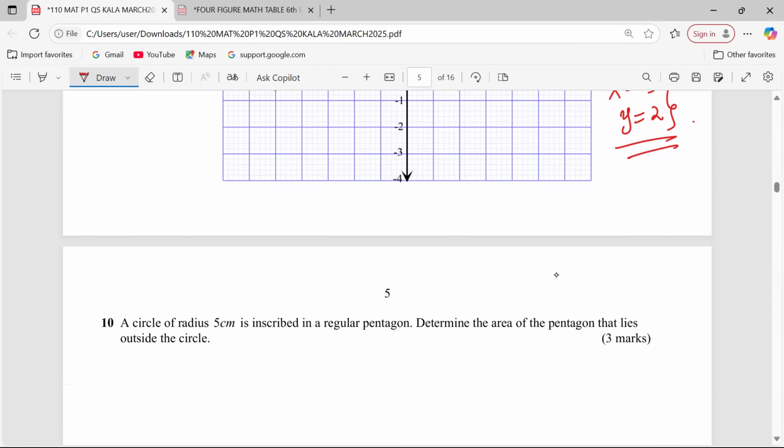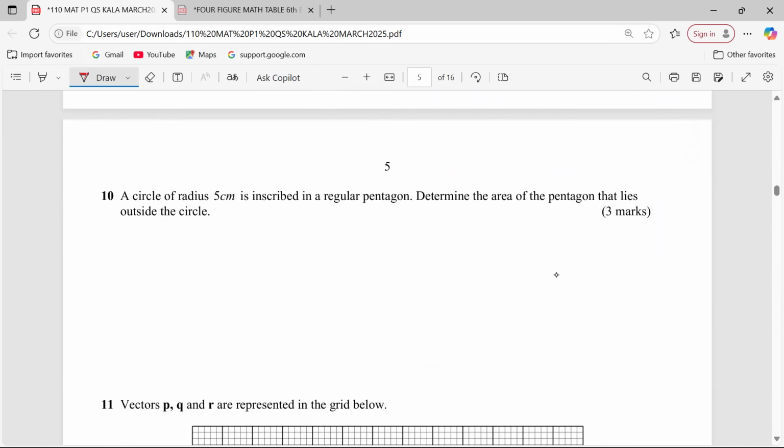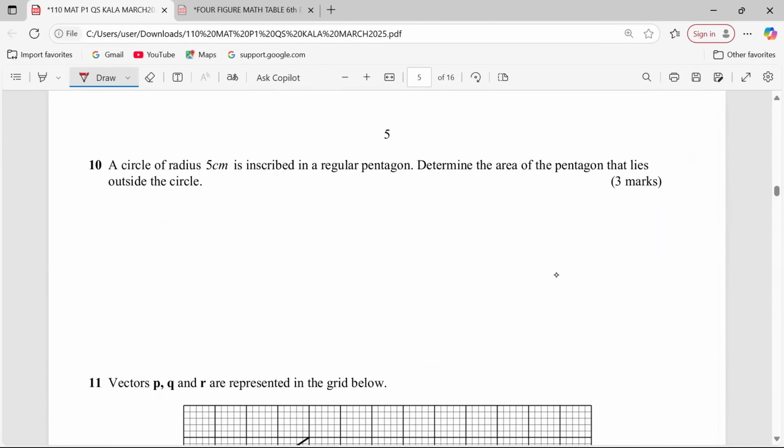And proceed to the next question. The next question is number 10, which looks a very good question. A circle of radius 5 centimeters is inscribed in a regular pentagon. Then what is next? Determine the area of the pentagon that lies outside the circle.